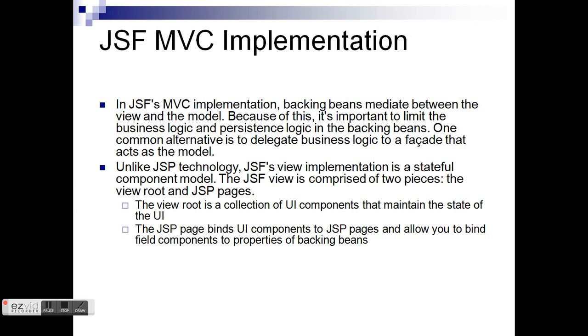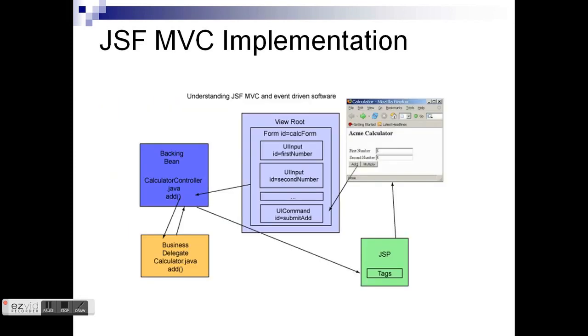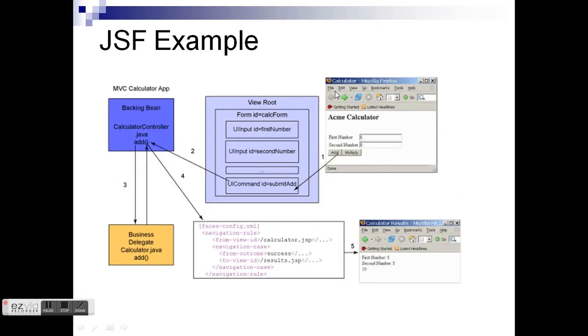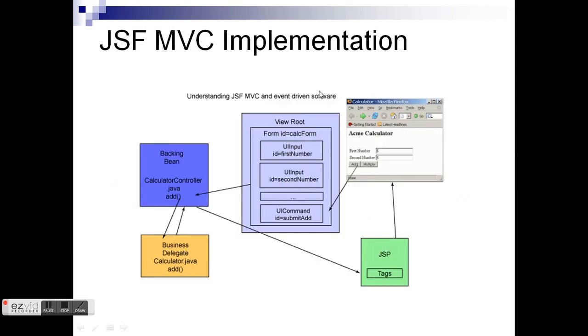In the back end we use beans, so any components from the form are mapped to the beans, and the beans are mapped to the database. This way it will be operating. The view root is the collection of UI components. The JSP page binds the UI components to the JSP pages, which allows you to bind the field components to the properties of the backing beans. It means the front end JSP contains components, and those components are mapped to the beans. This way, here we can see the standard implementation of JSF.